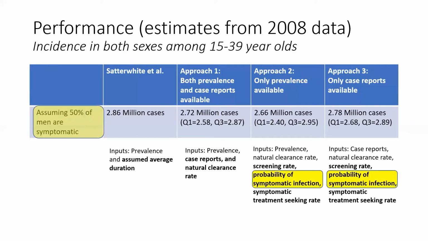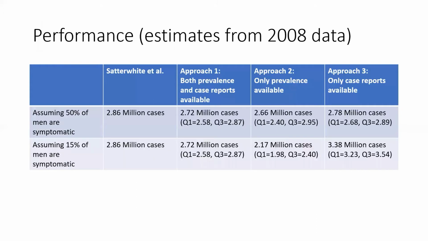That being said, these results are a function of the inputs we're giving them. One parameter that we might be less certain on is how likely people are to have symptomatic infection. In this top row of data, we were assuming that 50% of men had symptoms. If instead another researcher said, I think only 15% of men have symptomatic infection, then you can see these estimates start to diverge in approach two and approach three. Using approach two only, they would say roughly 2.2 million cases, and approach three, they would say 3.4 million cases. So it is important that we have good input data in order to use these kinds of methods.